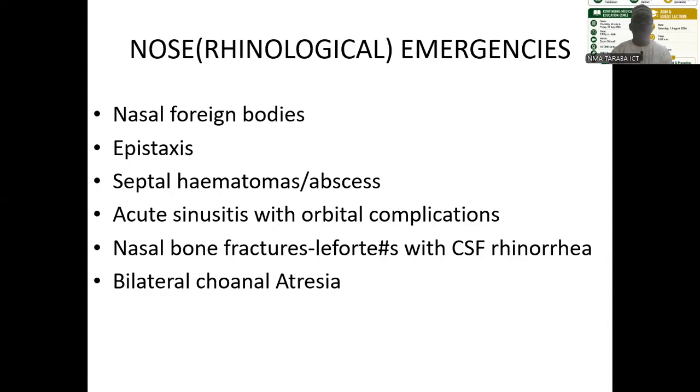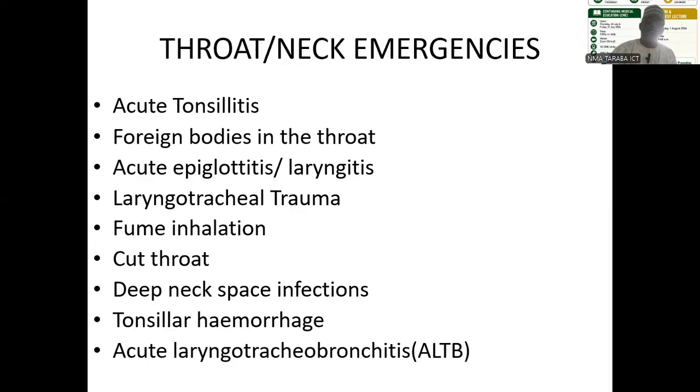From the nose, you have nasal foreign body, nasal bleeding or epistaxis, septal hematoma, abscesses, acute sinusitis with orbital complications, nasal fractures, and bilateral choanal atresia. These are the common emergencies that can affect most of the structures I've mentioned earlier.